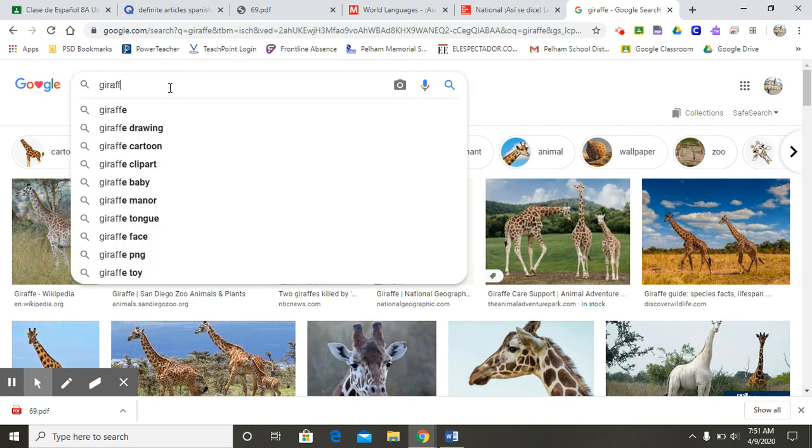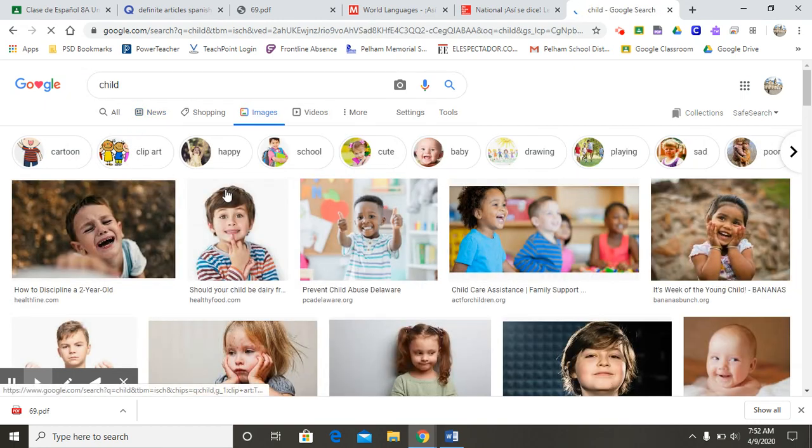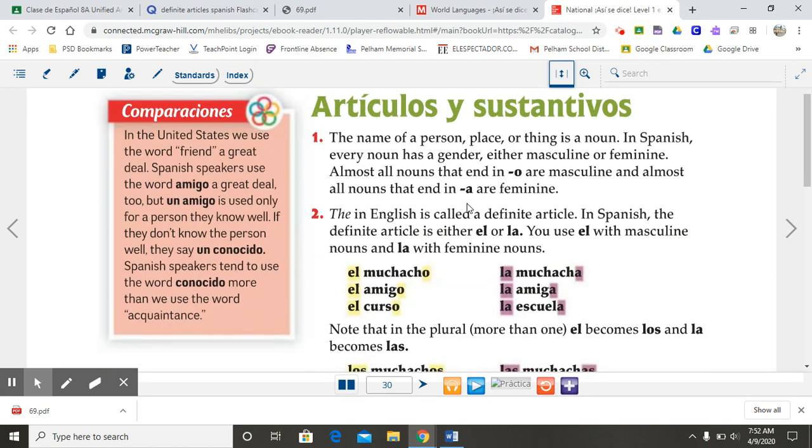Okay. Now, what about this? You call this kid right here the child, right? Okay. What if it was a girl? Still the child, right? Okay. Well, in Spanish, something else happens, and we're going to talk about that.